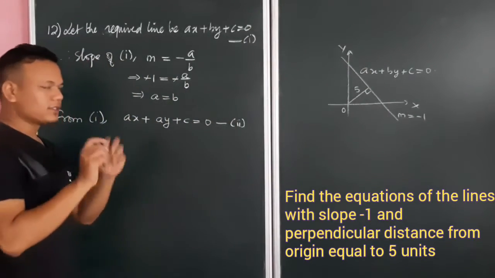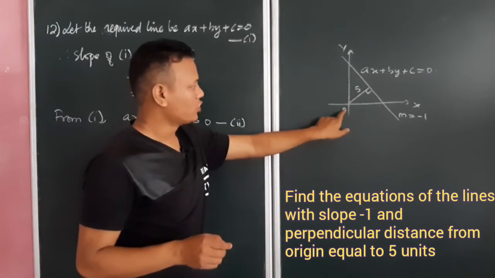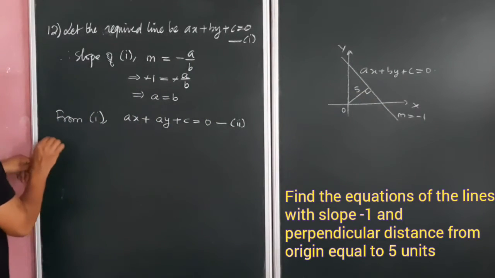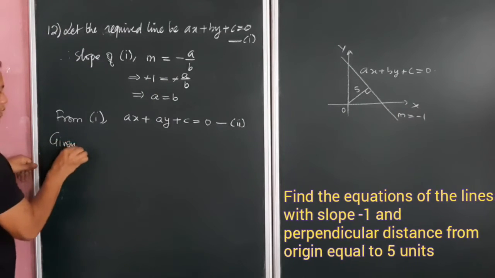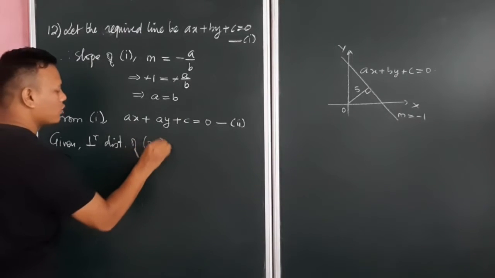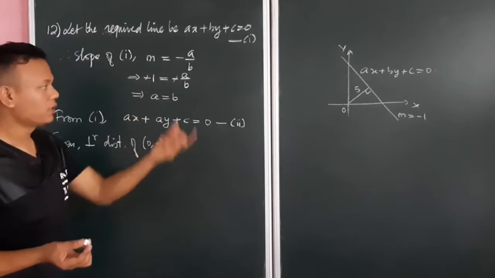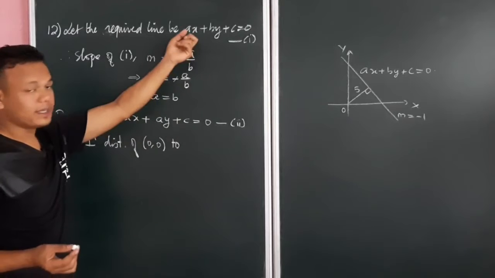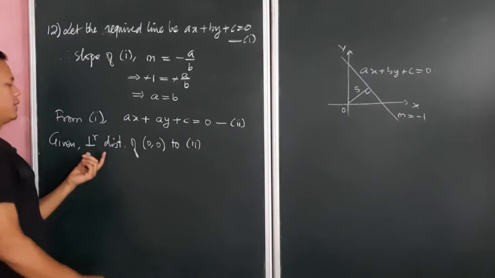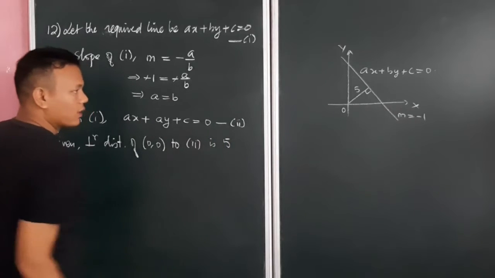Now the next thing given to us is that the perpendicular distance of the origin to this line is 5 units. Given is the perpendicular distance of the origin (0, 0) to this line. Both equations represent the same line, but we have arrived at equation 2 from this line itself, so that's why I am taking equation 2. The perpendicular distance of the origin is 5, that's what the question is saying.